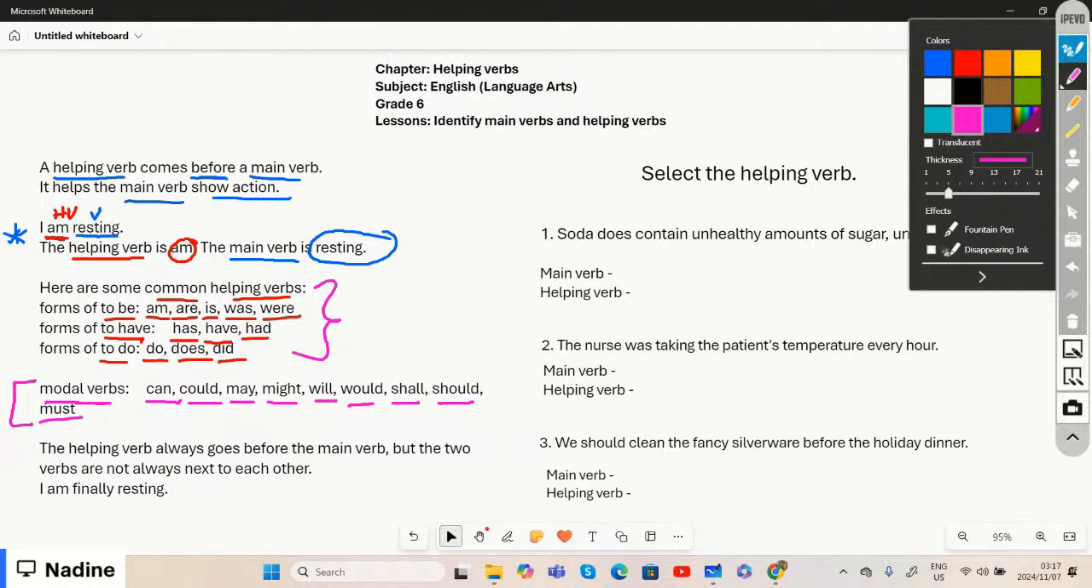Because sometimes you'll maybe have an adverb between the two words. An example of that is: I am finally resting. So am is our helping verb, resting is our main verb, and here we have a word in between, right? But still, am is our helping verb, and resting is the main verb. The helping verb still comes before the main verb, right?